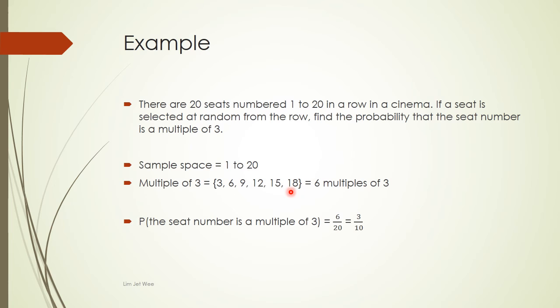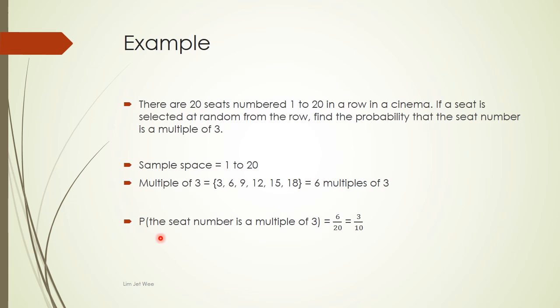Why don't I go up further? Because there are only 20 seats. So there is no such thing as seat 21. There is only seat 1 up to seat 20, and all these inside here are the multiples of 3. So actually I have 1, 2, 3, 4, 5, 6, which means I have 6 multiples of 3.